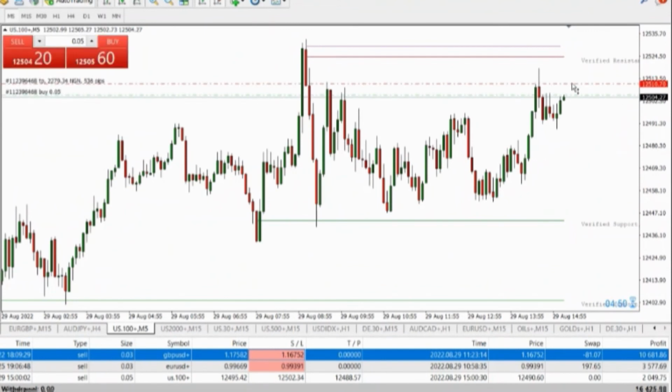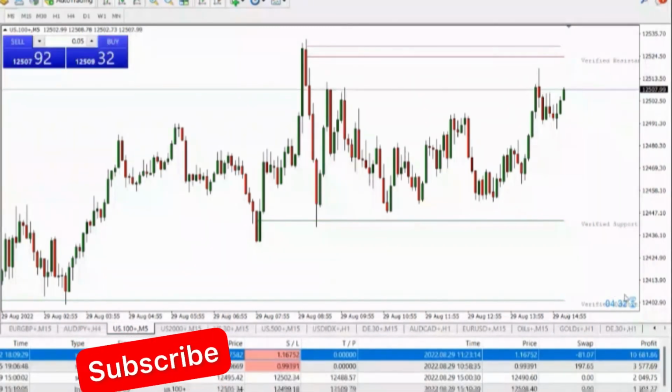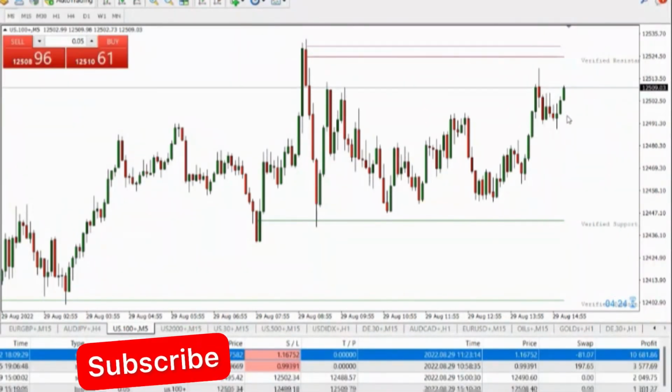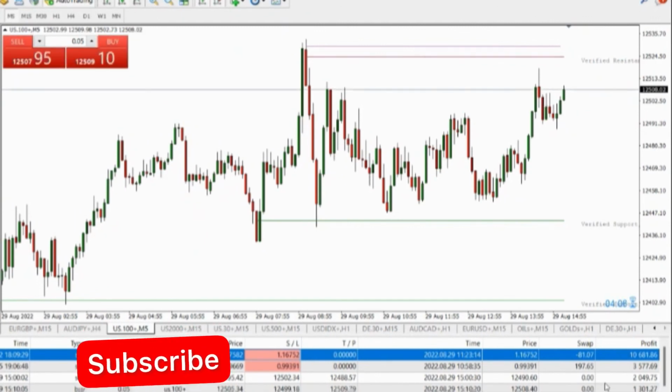Voila, there you go. I'm taking my buy, setting my stop loss. You can see, pronto, I already have my profit and I'm out of the market again. See the trade history. So you see, scalping is very, very interesting. You can make good money for yourself.